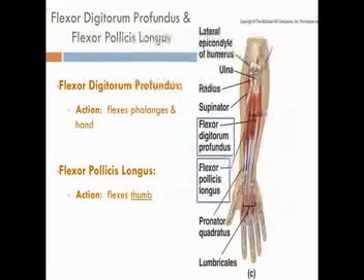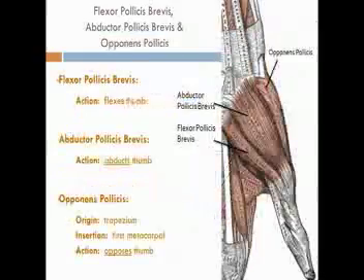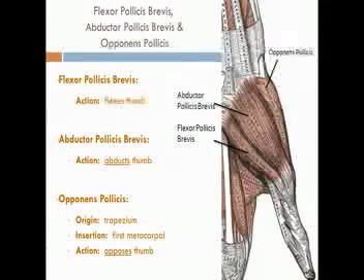Flexor Digitorum Profundus and Flexor Pollicis Longus. Flexor Digitorum Profundus is a deep muscle, and its action is to flex the phalanges and the hand. And Flexor Pollicis Longus, action is to flex the thumb. Flexor Pollicis Brevis, its action is to flex the thumb as well. And Abductor Pollicis Brevis abducts the thumb. Opponens Pollicis opposes the thumb, and it originates on the trapezium and inserts onto the first metacarpal bone.